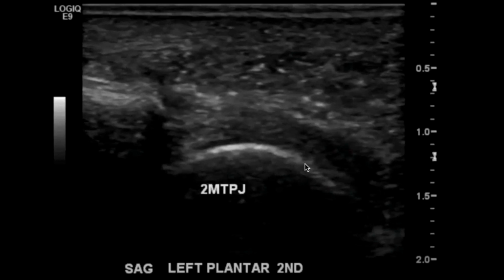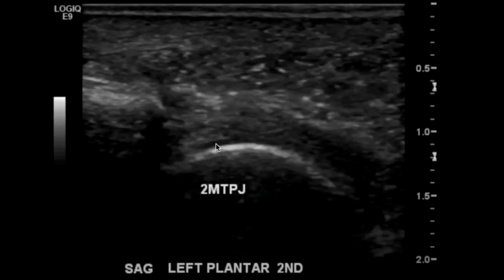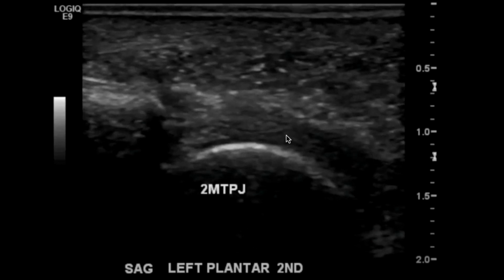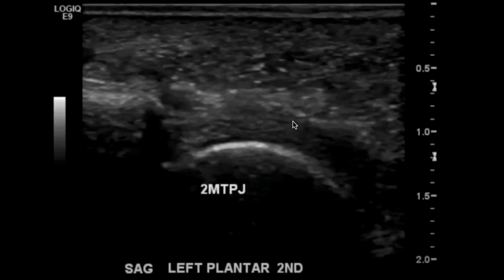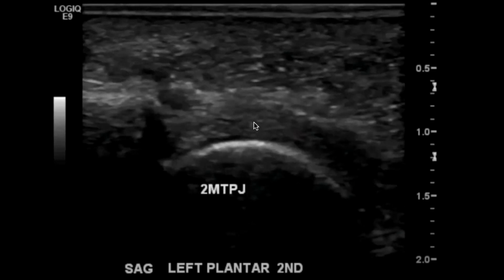In this example here, looking at the second MTP plantar plate, what we can appreciate in the anatomy is the echogenic layer of the metatarsal head cortex. This is some of the hyaline cartilage. We have the plantar plate itself, which is about 2 millimeters in thickness and about 2 centimeters in length.